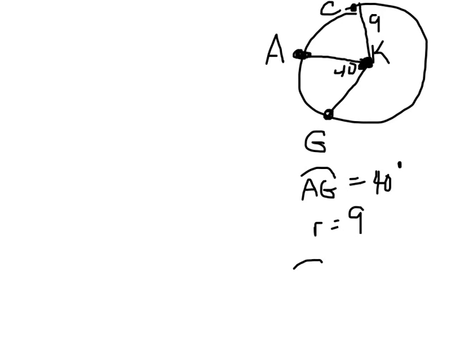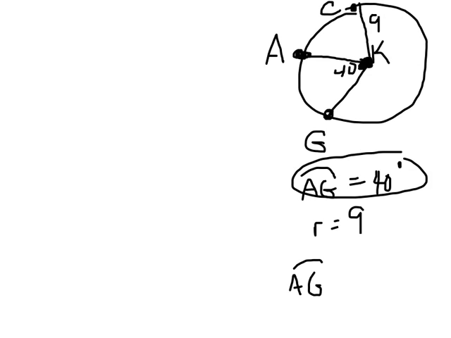the length of arc AG. They don't want the measure, they want the... Yeah, just a second. Let me make sure. AG. Oh, AC is 40. No, AG is 40. Okay, so it is 40 degrees if they want degrees, but that's not what they're asking for here.